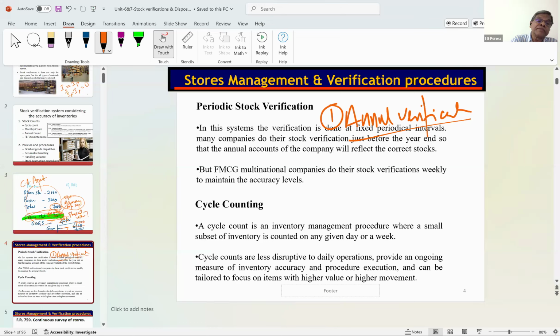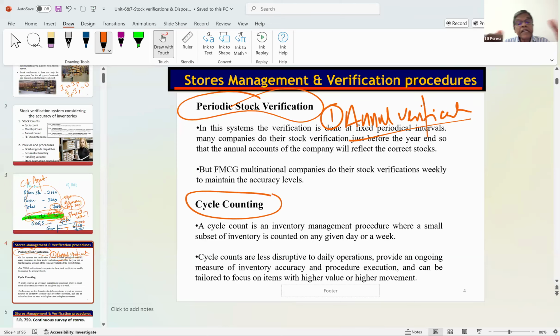Some organizations in addition might do periodic verifications, maybe every 2 months, quarterly, biannually. Depending on the organization, you can decide periodic stock verifications. Even in government organizations, periodic stock takes are allowed. So that is one kind of stock verification. There's another very important stock verification which is called cycle counting or continuous stock verification, or sometimes some people call it perpetual inventory verification.